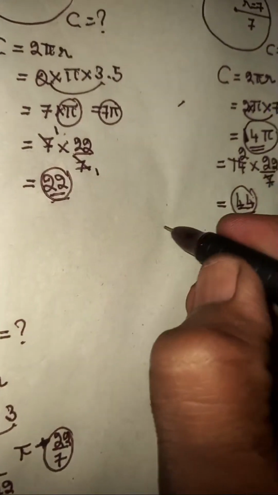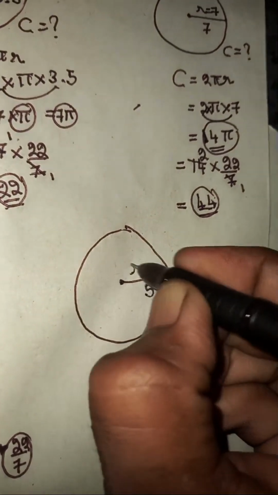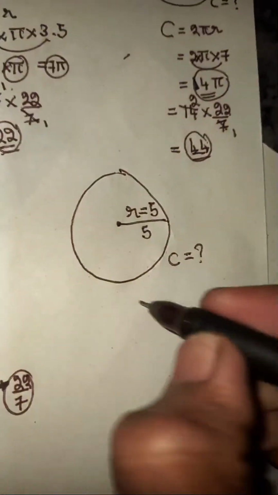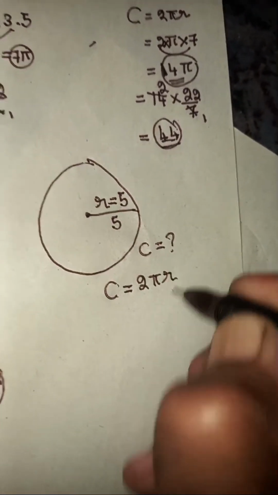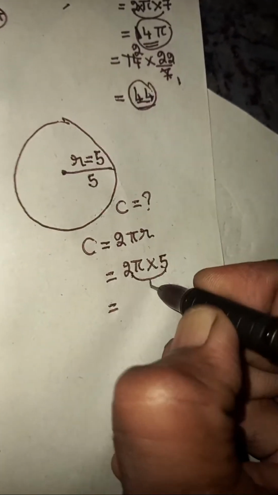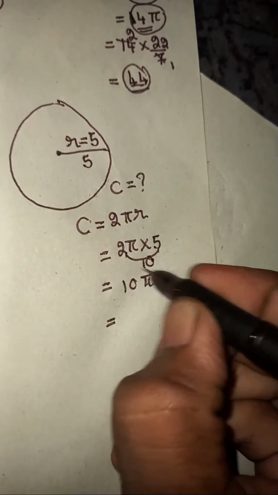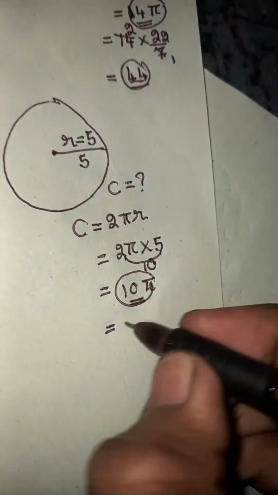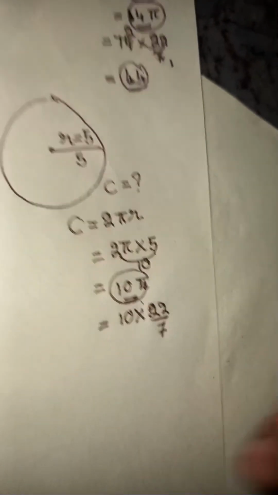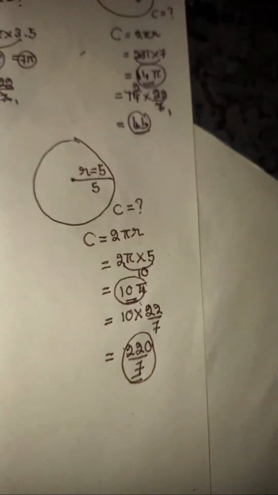Let's take even one more circle. Here they have given that the radius equals 5 units. What's the circumference? Here also the same thing. Circumference is 2 pi r. So you're going to get 2 pi times radius 5 units. 2 times 5 becomes 10. So it is 10 pi units. Here pi you can leave like this, 10 pi as circumference, or you can plug in pi value 22 by 7, and 10 times 22 becomes 220 by 7 units, which is the circumference.